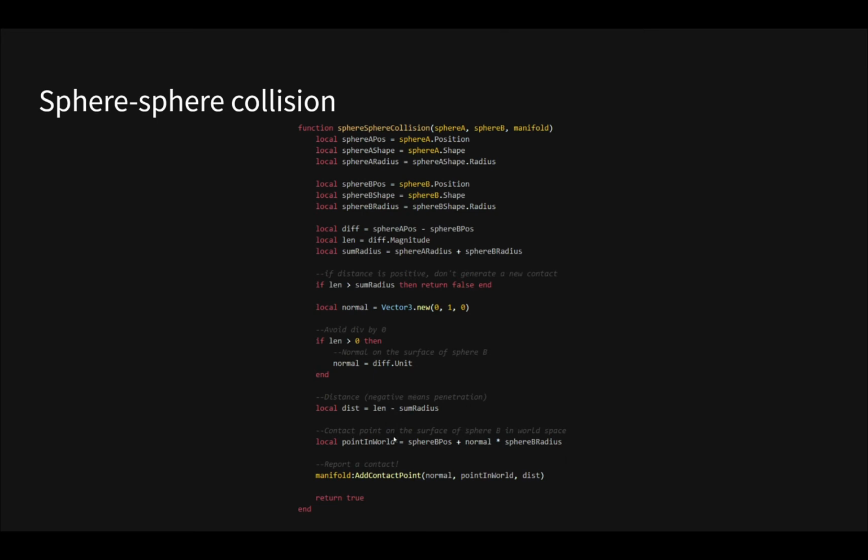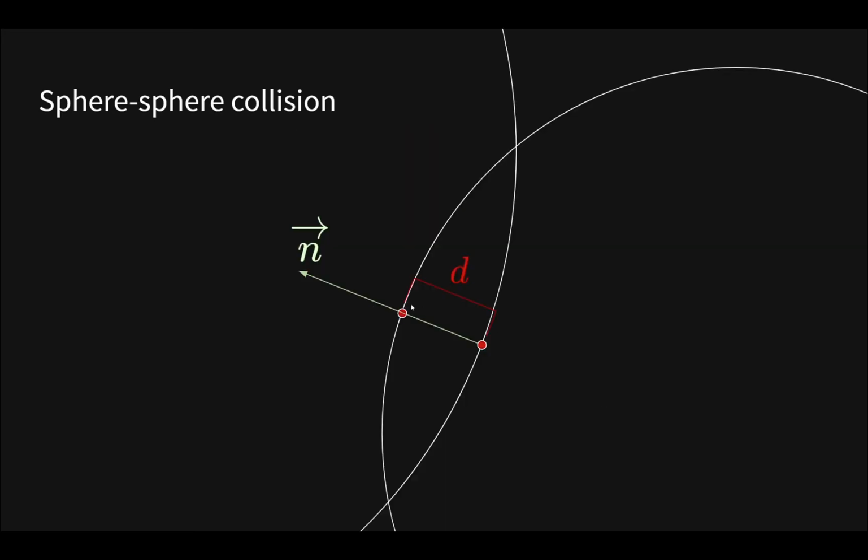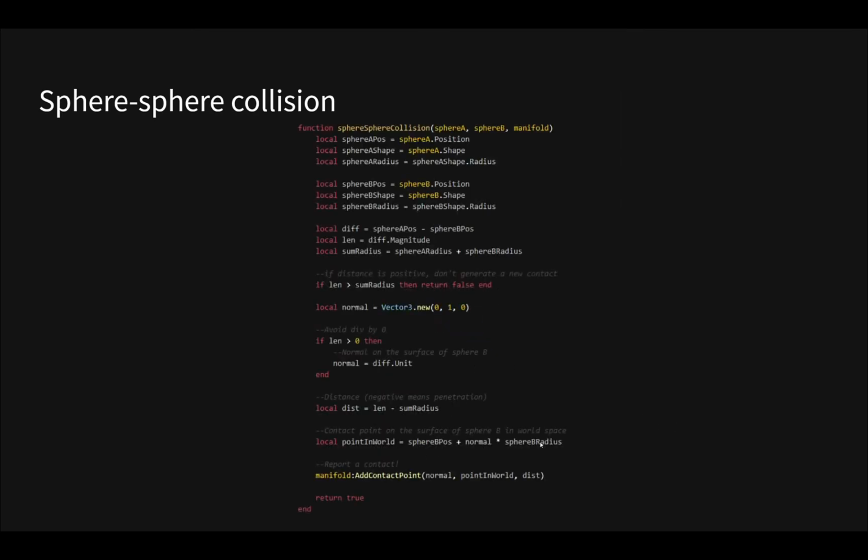We want to find the contact point on the surface of sphere B in world space. That would be one of these points. The other point can be generated from this, the normal, and the distance. So we only really care about getting one point. Finally, we add it to what we call the contact manifold. It's just a collection of contact points, because there could be multiple contact points for a given pair of collision shapes.